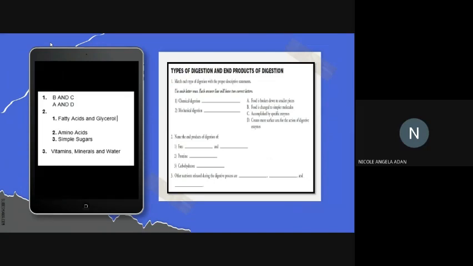Types of digestion and end product of digestion. Number 1. Chemical digestion. Number 2. Mechanical digestion. 2. Name the end products of digestion. Fats: fatty acid and glycerol. 2. Proteins: amino acid. 3. Carbohydrate: simple sugars. 3. Other nutrients released during the digestion process are vitamins, minerals, and water.